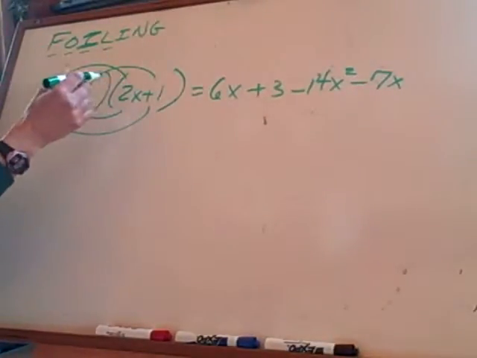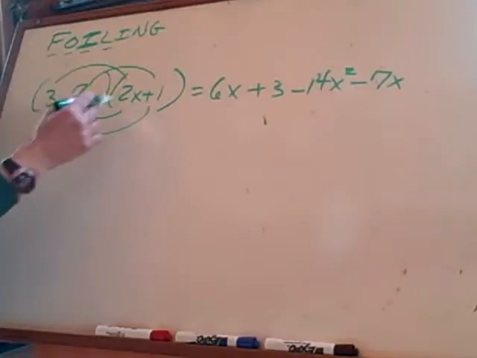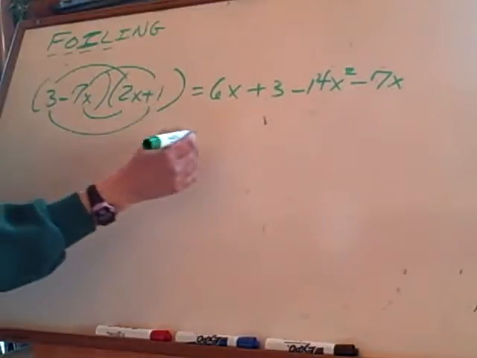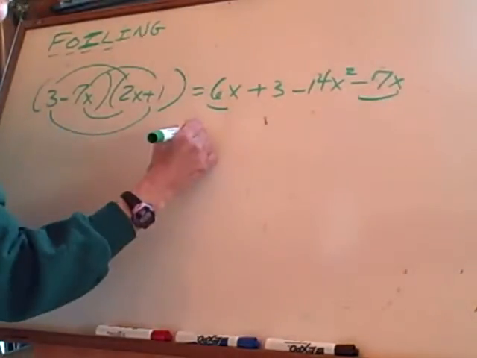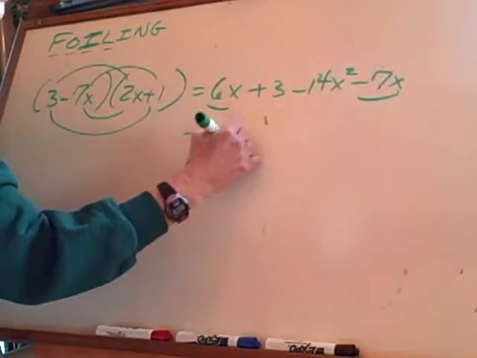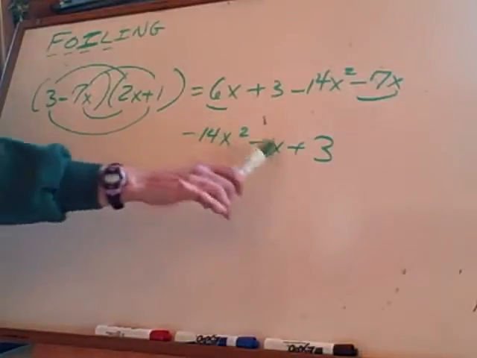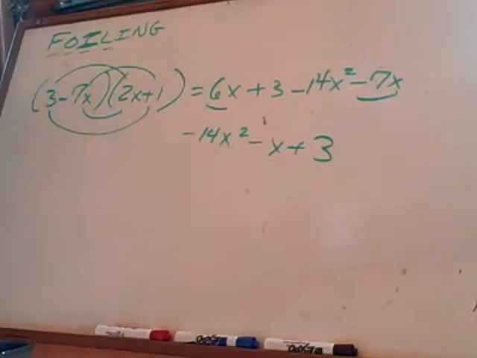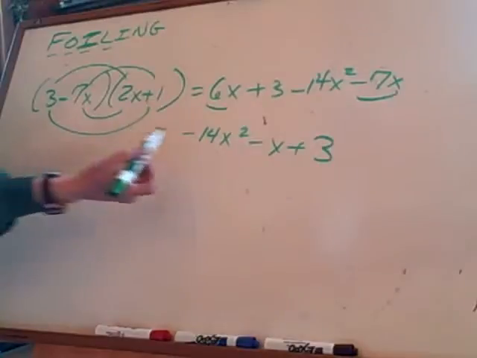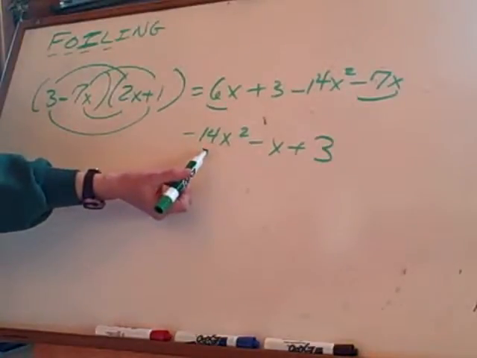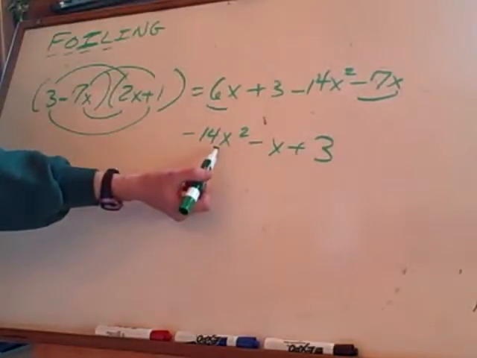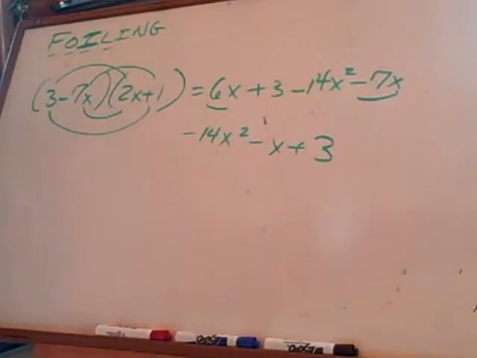So 6x, 3, negative 14x squared, and minus 7x. So combine the 6x and negative 7x. So I get negative 14x squared minus x plus 3. And when I write my final answer, I like to do it in descending order. It's just the way to go, especially if you're doing division or anything like that. So let's go ahead and name this. This is a second degree, which is another name for quadratic trinomial. A quadratic trinomial, that's right.